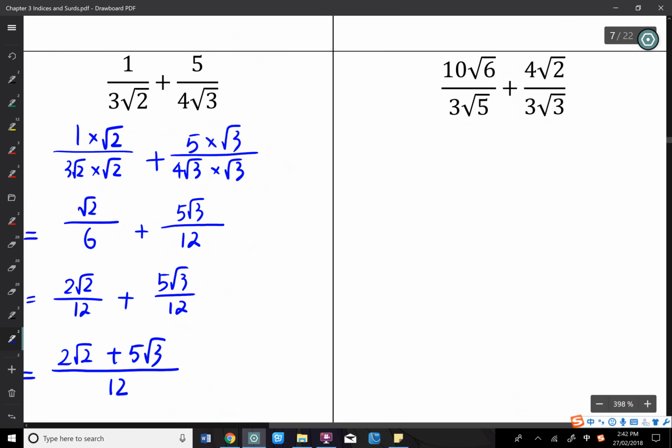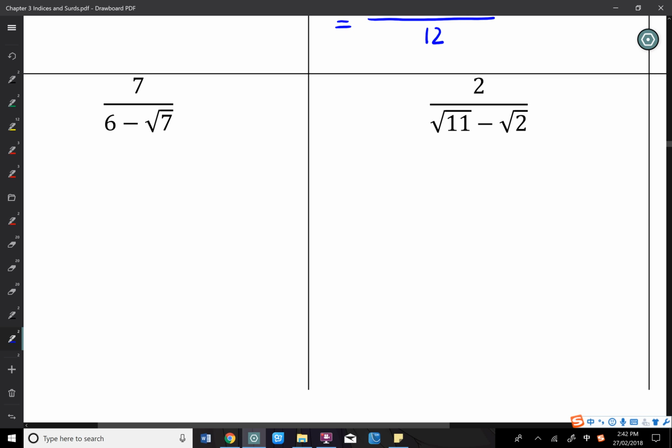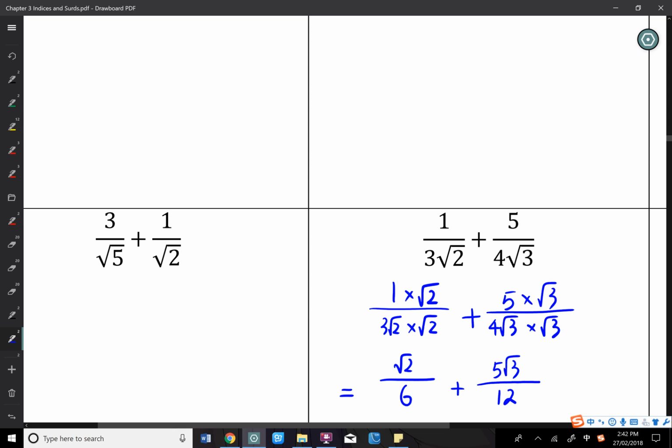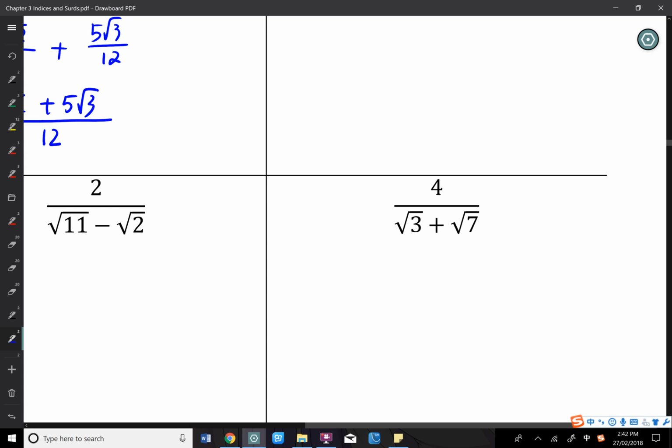Okay, so the next one will be the same. And then another type we'll have is like this. Before, we just had a single surd at the bottom, whether 2 root 3 or 2 root 5 or root 4, root 3 or root 10, like it's a single root. But now we have two terms, like a subtraction. Something subtract something or something add something.